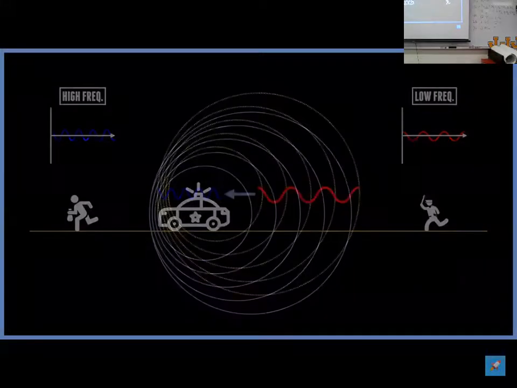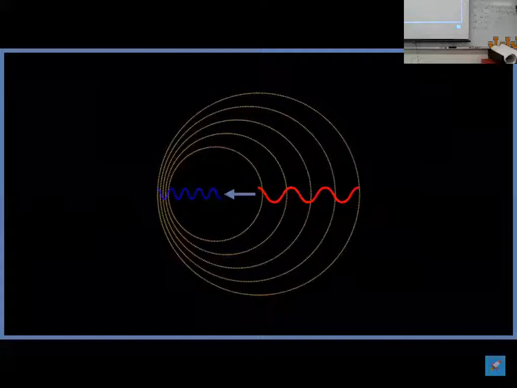Light is quite similar. It also travels in waves, and it's quite a similar process to what is happening within the waves.